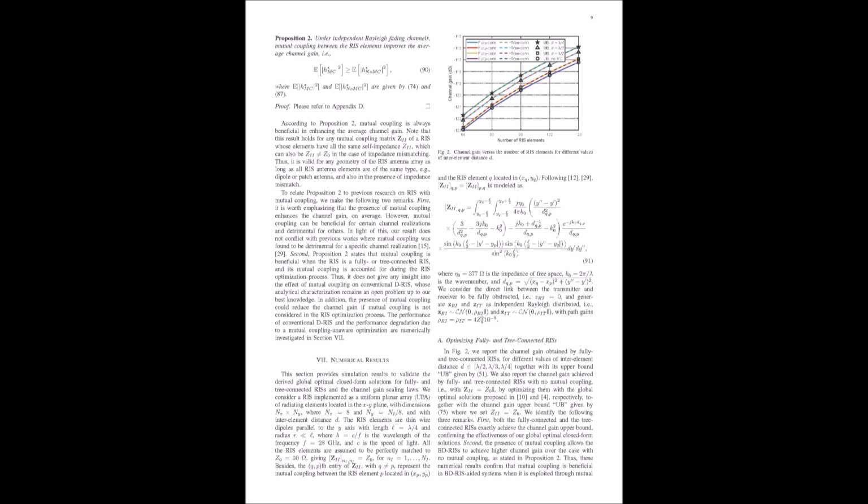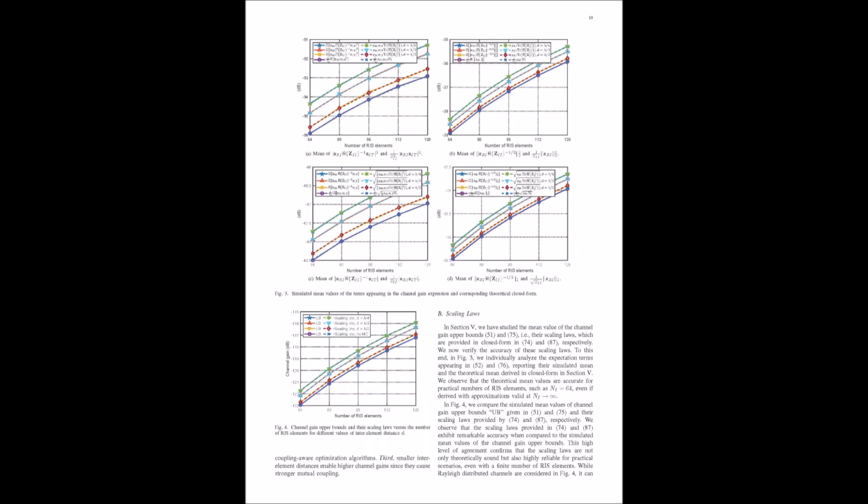So how does this simplification affect the scaling law? That's a good question. They go through a similar process, taking expectations, applying approximations, and they find that the scaling law in this case is proportional to the product of the channel gains, OTI, the number of RIS elements, NI, and the real part of the RIS antenna self-impedance, ZI.